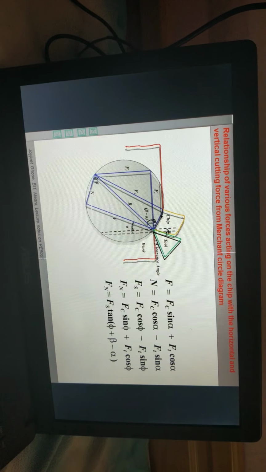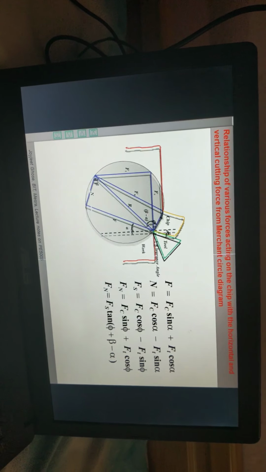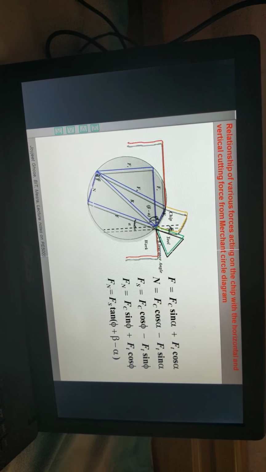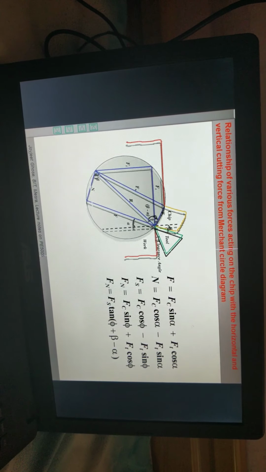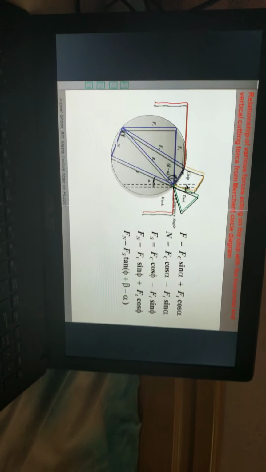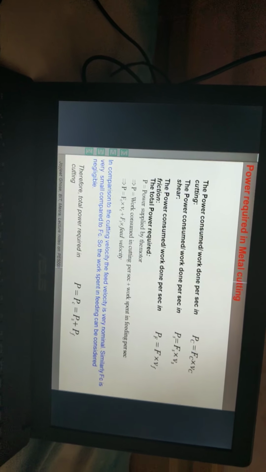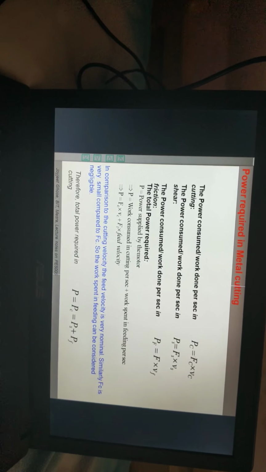So according to this, F is equal to Fc sin alpha plus Ft cos alpha, N is equal to Fc cos alpha minus Ft sin alpha, Fs is equal to Fc cos phi minus Ft sin phi, Fn is equal to Fc sin phi plus Ft cos phi. These relations we have formed, and Fn is equal to Fs tan of phi plus beta minus alpha. These relations are very important for solving any numericals on this topic.